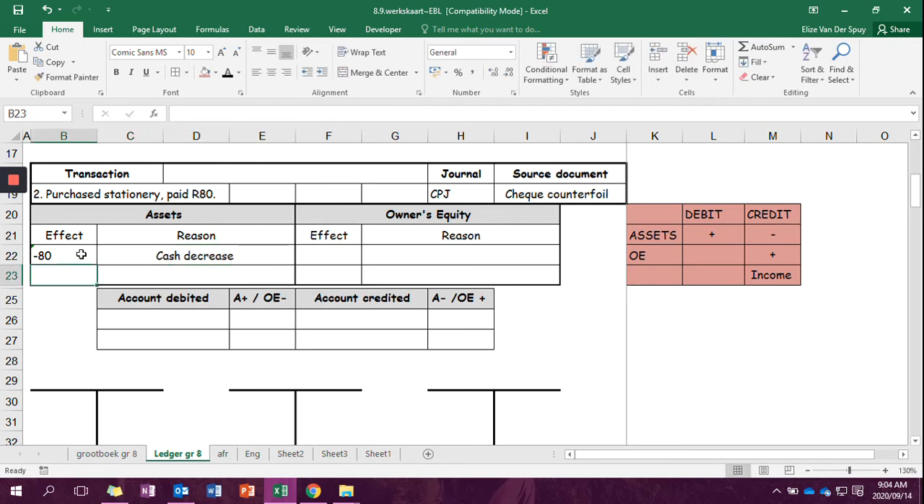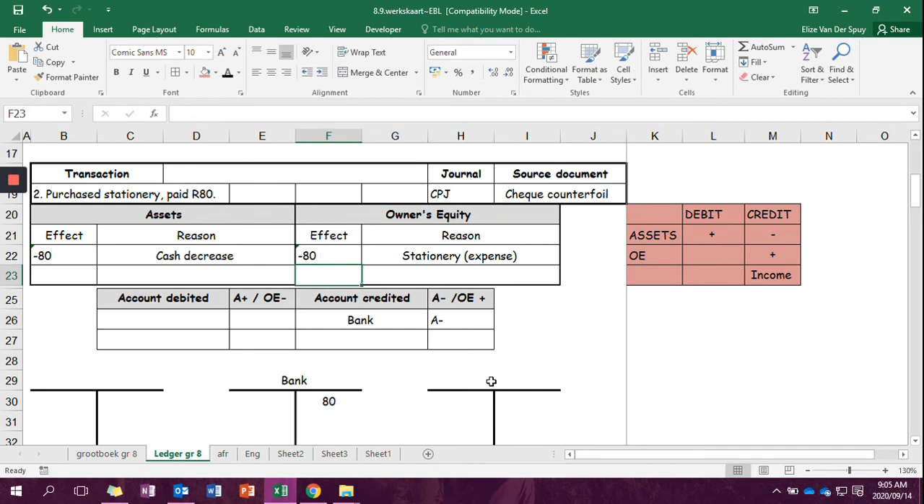So now we know that because cash decreased, our bank account is going to be credited with 80 Rand. So the account credited is going to be bank, and that is an asset minus. Now we need to ask ourselves, what did we buy or what did we pay for? And it was stationery. Stationery is an expense, so therefore it needs to be minus 80 at owner's equity. Stationery, and in brackets we need to say it's an expense.